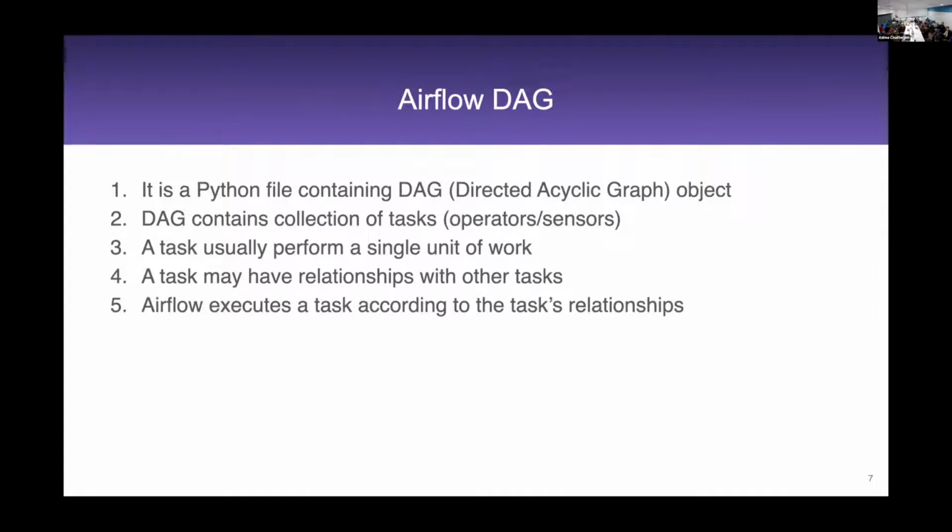There is a relationship between tasks in a DAG. It means that a DAG is basically a graph, where a node is your task or sensor, so an operator or sensor is a node of the graph. The edges are basically the relationships. There can be upstream and downstream tasks, and Airflow executes these tasks based on the relationships that you have defined in your DAG.